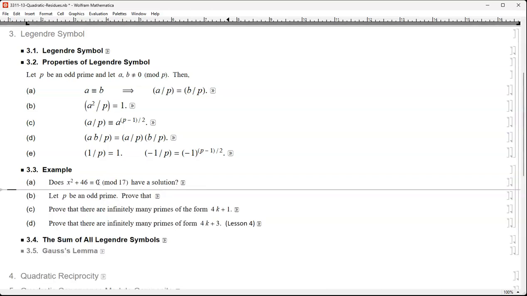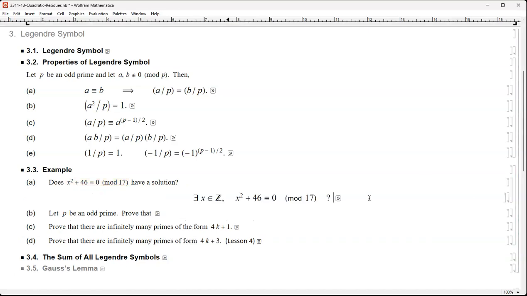And here's a problem from our textbook. x squared plus 46 is congruent to 0 modulo 17. Does it have a solution? Or equivalently speaking, x squared is congruent to -46. Does it have a solution? That means whether -46 is a quadratic residue or not. That's something we have to find out. Is this a quadratic residue?